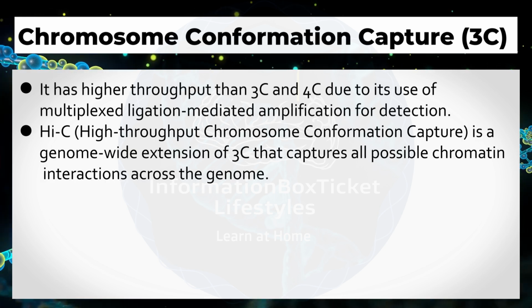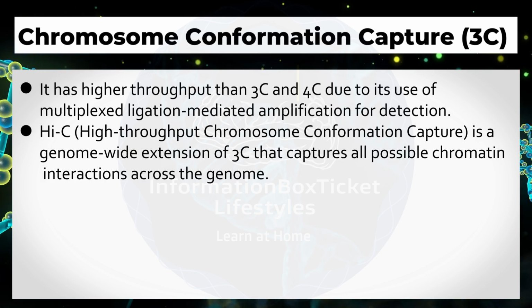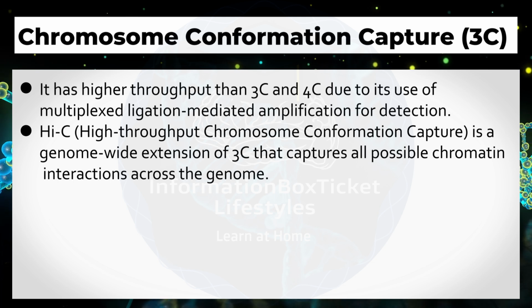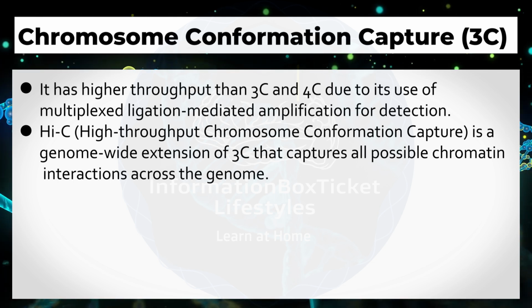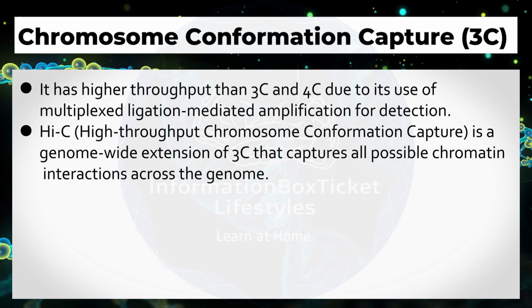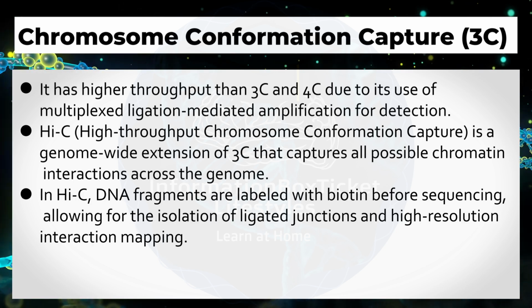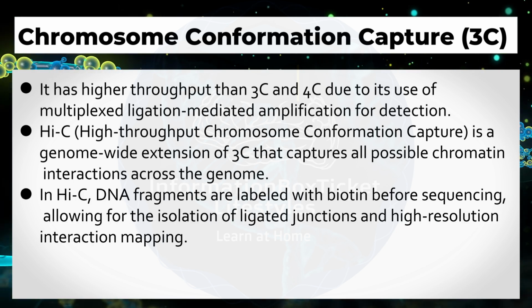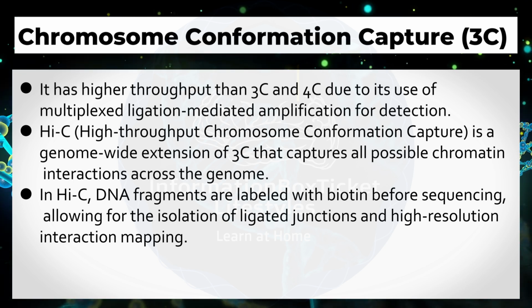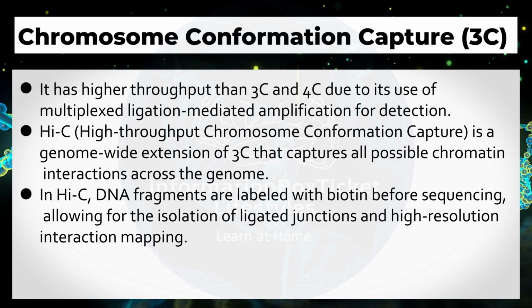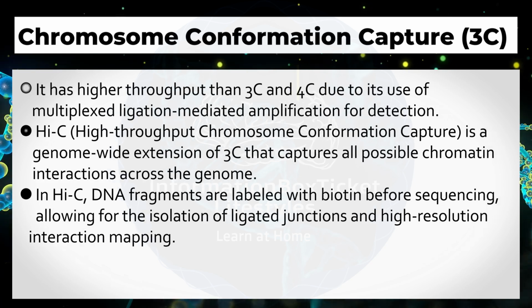Hi-C, high-throughput Chromosome Conformation Capture, is a genome-wide extension of 3C that captures all possible chromatin interactions across the genome. In Hi-C, DNA fragments are labeled with biotin before sequencing, allowing for the isolation of ligated junctions and high-resolution interaction mapping.